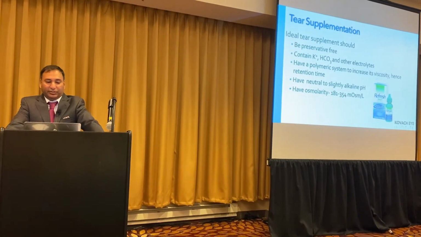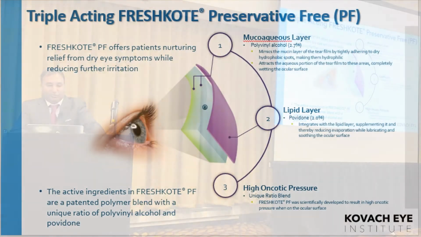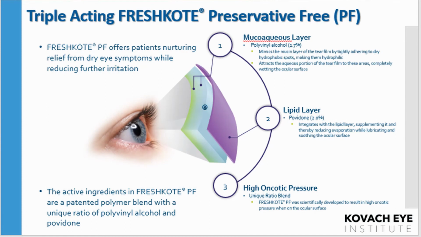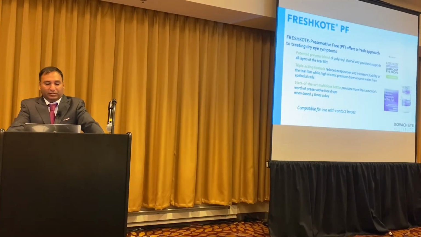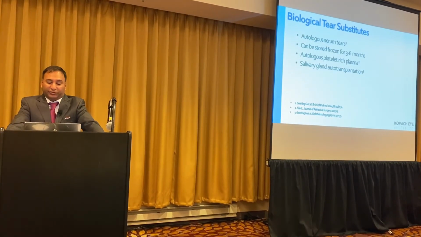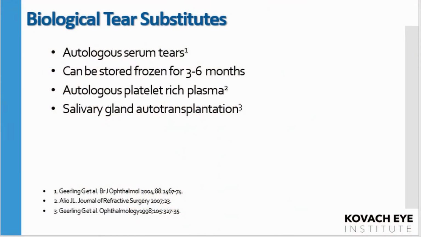Of course, tear film supplementation. One tear that bears mentioning is Fresh Coat, which has a high oncotic pressure and can actually help the epithelial cells by pulling the water out of the cells. There are some other tears that may do this as well, but this is one that I want to mention. For more severe cases, we have different modalities, such as autologous serum tears, which can be used for more severe dry eyes. It actually works very, very well. I'm sure a lot of you have had experience with that.